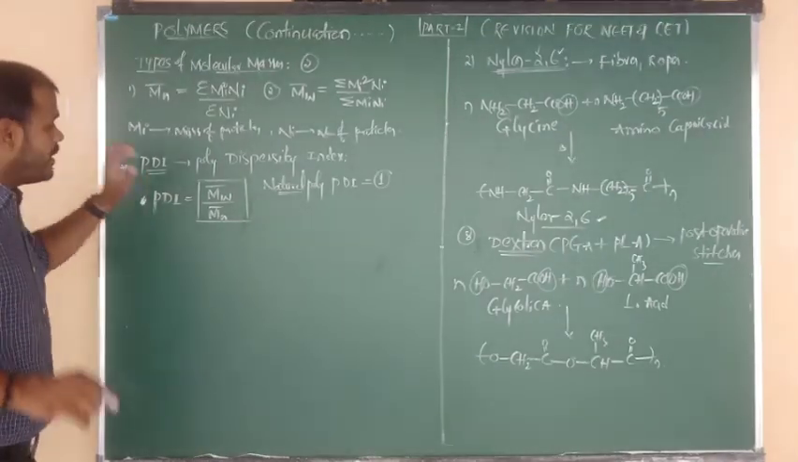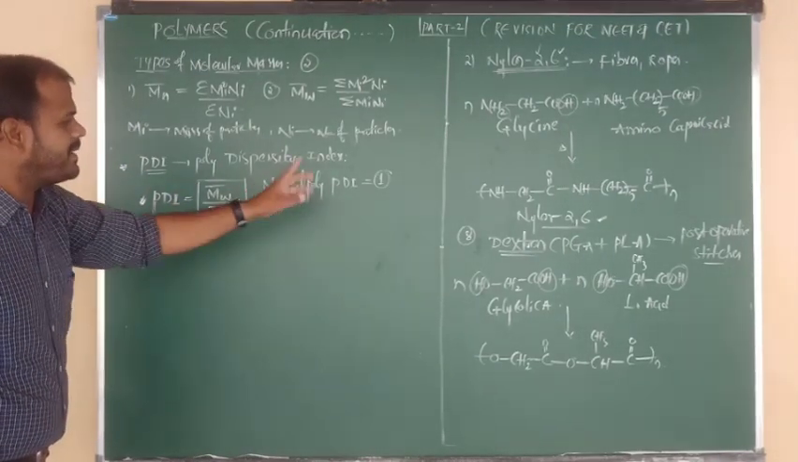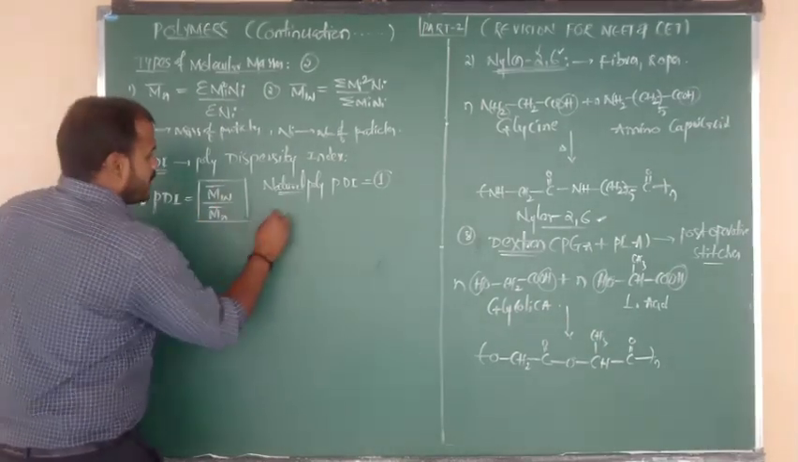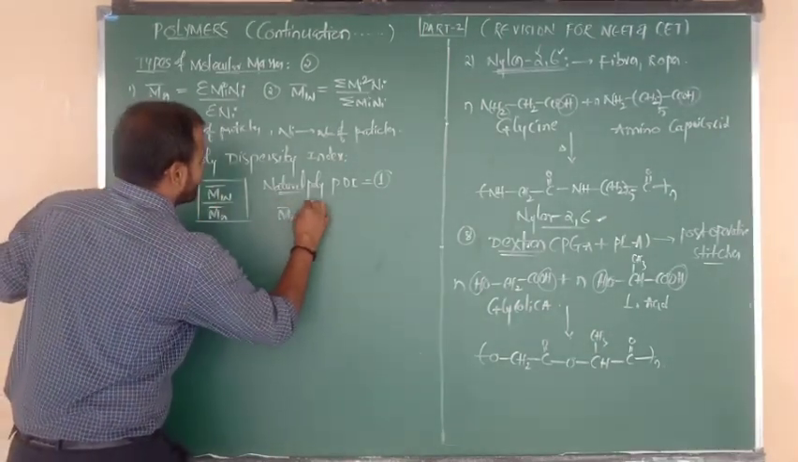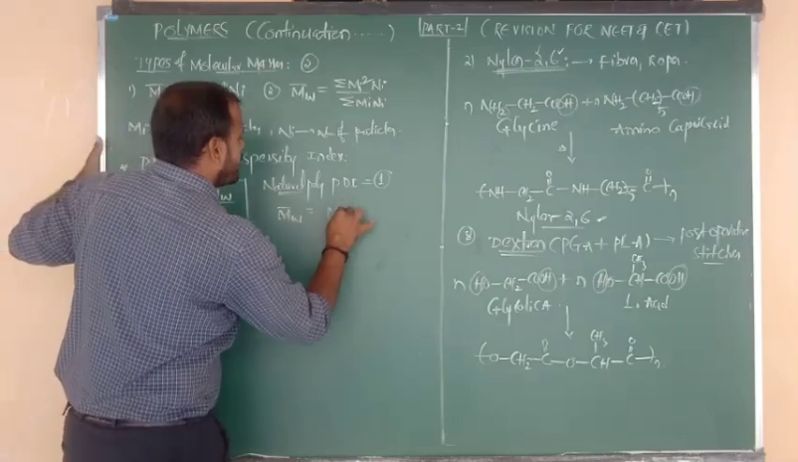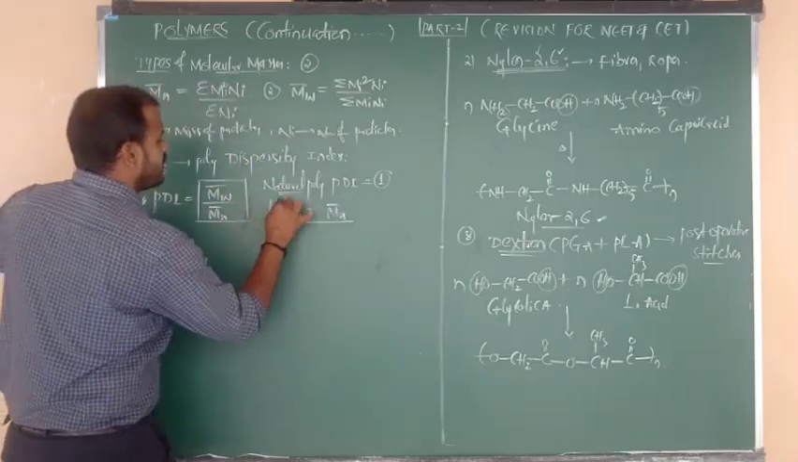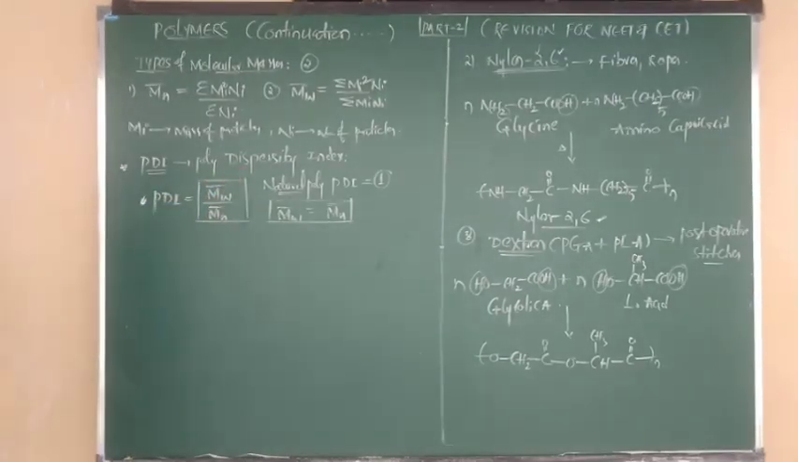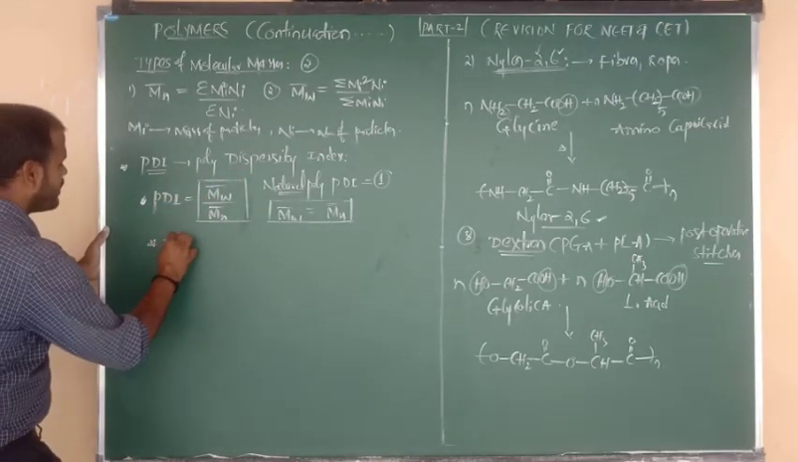Always fixed, beta. So for all natural polymers, the PDI value should be equal to 1, because the weight average molecular mass and the number average molecular mass should both be equal in the case of a natural polymer, beta. And what about synthetic polymers?